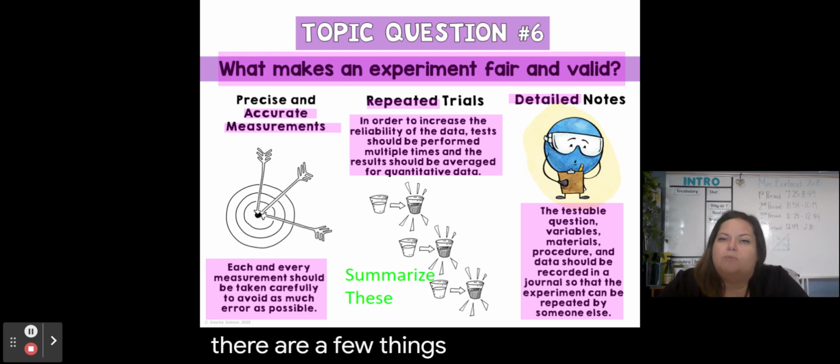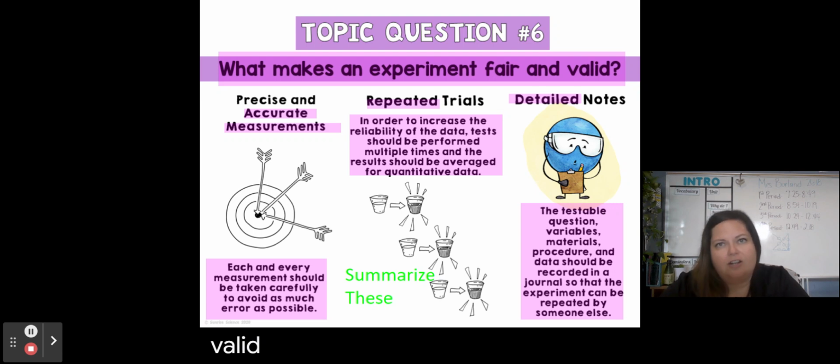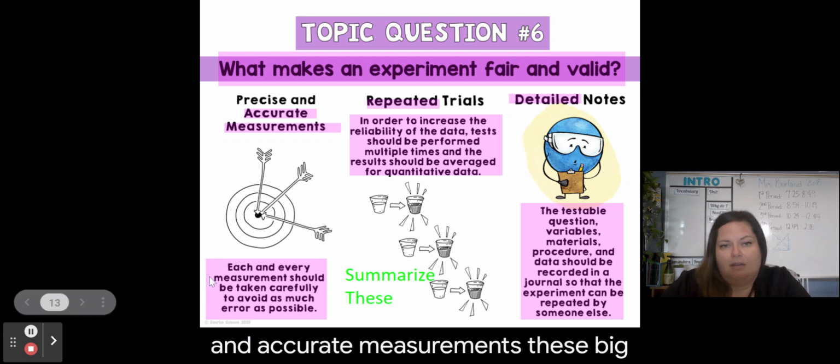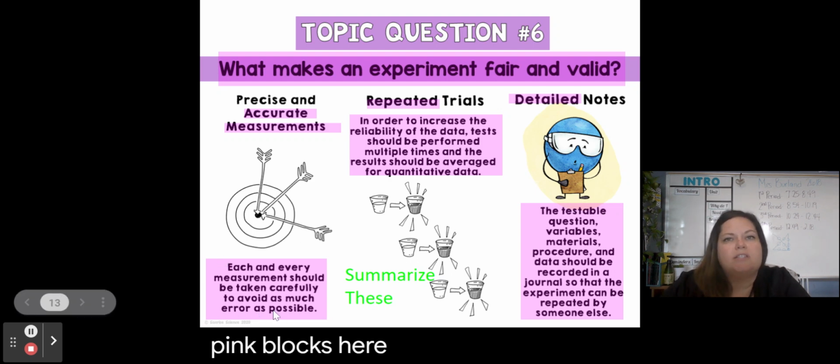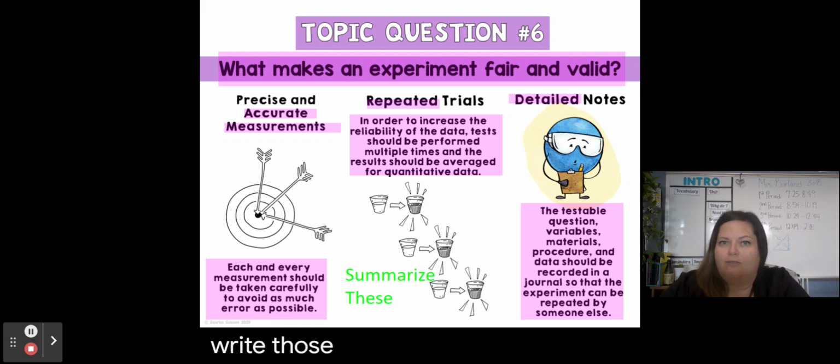So there are a few things we do to make sure that our experiment is fair and valid. We want to trust in our results. So we want to make sure we take precise and accurate measurements. These big pink blocks here, just summarize those as best you can. You do not have to write those word for word, okay?